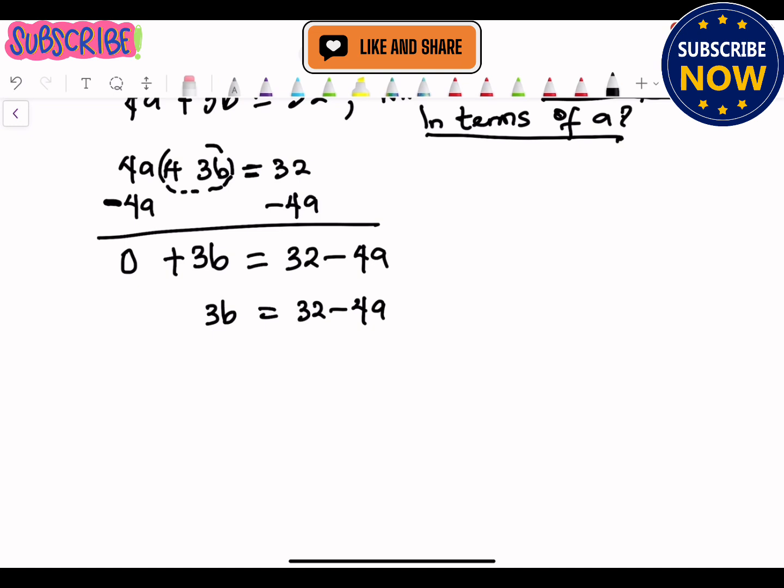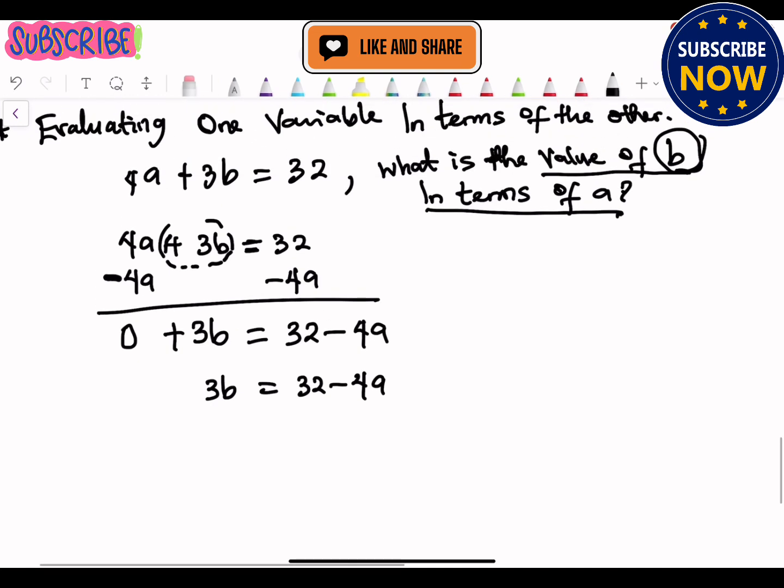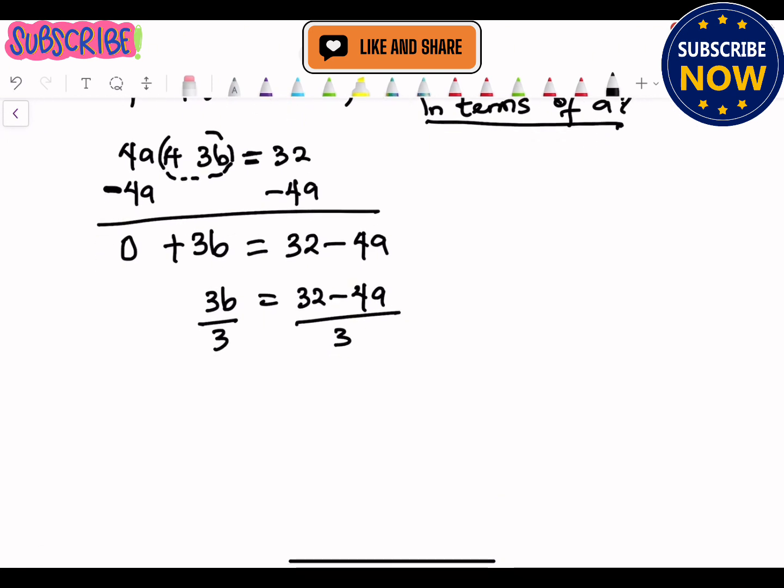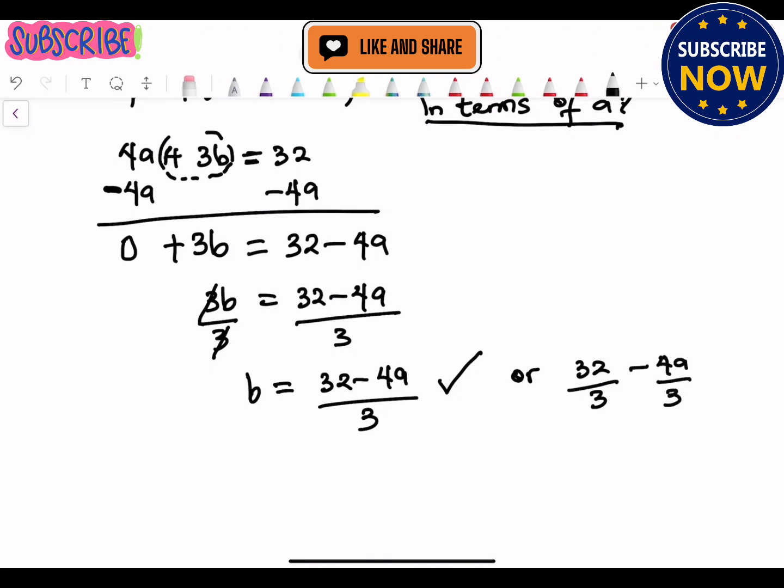So we're looking for the value of b. We have to divide by 3 so that b can stand alone. So this 3 cancels this 3. Then you have b equals 32 minus 4a over 3, or you can say it's 32 over 3 minus 4a over 3. It depends on how they put the answer.